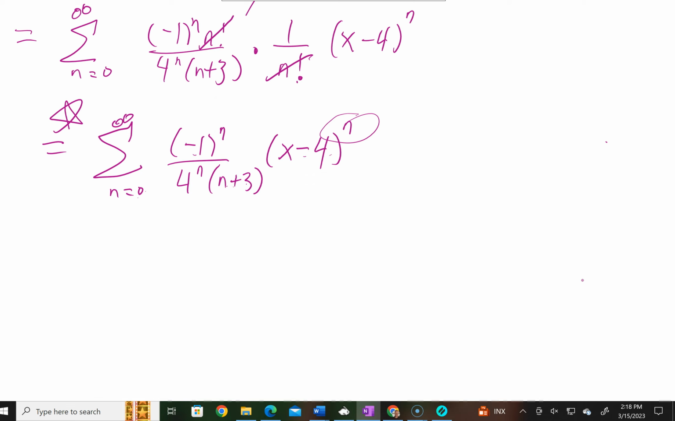That's pretty cool. But wait a minute, I digress. Aren't we supposed to find the interval of convergence? Rather, aren't we really supposed to find the radius of convergence? So, yeah, here's what we do.